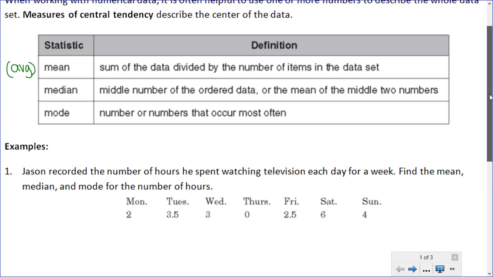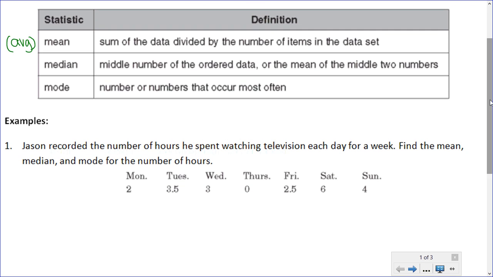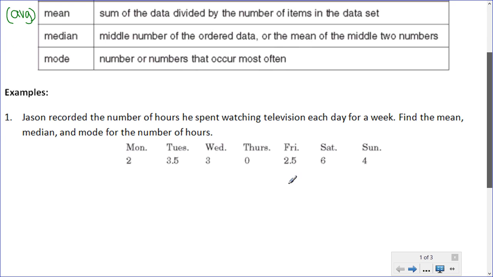Okay, so let's look at the first example. It says Jason recorded the number of hours he spent watching television each day for a week. Find the mean, median, and mode for the number of hours. Okay, so let's start by finding the mean. Well, the mean is just the average, and we have 1, 2, 3, 4, 5, 6, 7 numbers. So we will just add those 7 numbers together and then divide by 7.